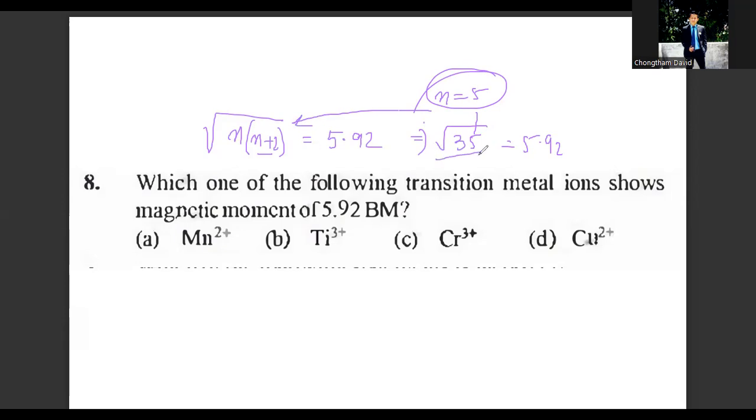that is 5.92. Since n equals 5, the number of unpaired electrons in manganese 2 plus would be 5, whereas in the remaining ions, titanium 3 plus, chromium 3 plus, copper 2 plus, and cobalt 2 plus, the number of unpaired electrons would be less. So manganese 2 plus has the maximum magnetic moment, 5.92, with 5 unpaired electrons. For question number 8, the answer would be option A. I hope it is understood.